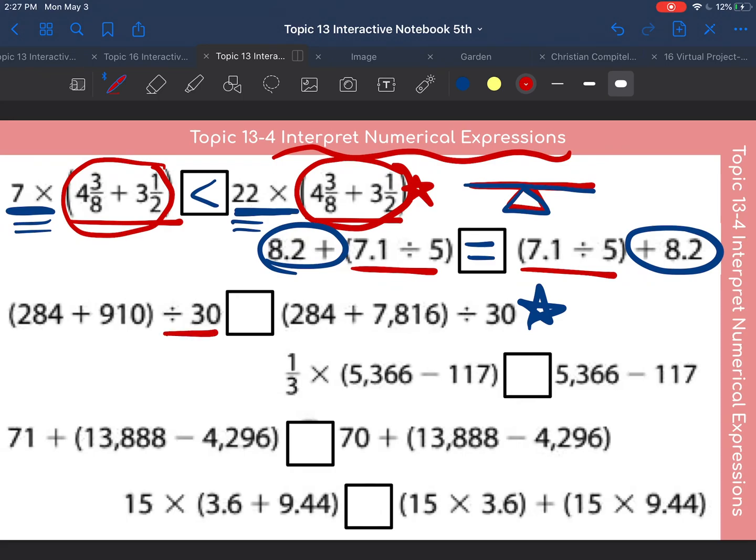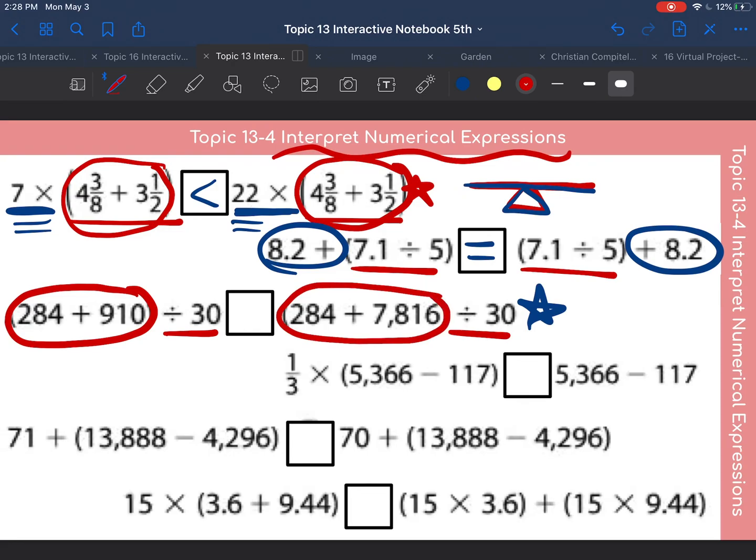This next one, what is the same on both of these expressions? They're both being divided by 30. Okay? But this is being divided by 30, and this is being divided by 30. So what would be greater than, less than, or equal to? Well, if you have a smaller amount divided by 30 or a bigger amount divided by 30, you don't even have to add it, the bigger amount divided by 30 would still be bigger. So this is less than that.